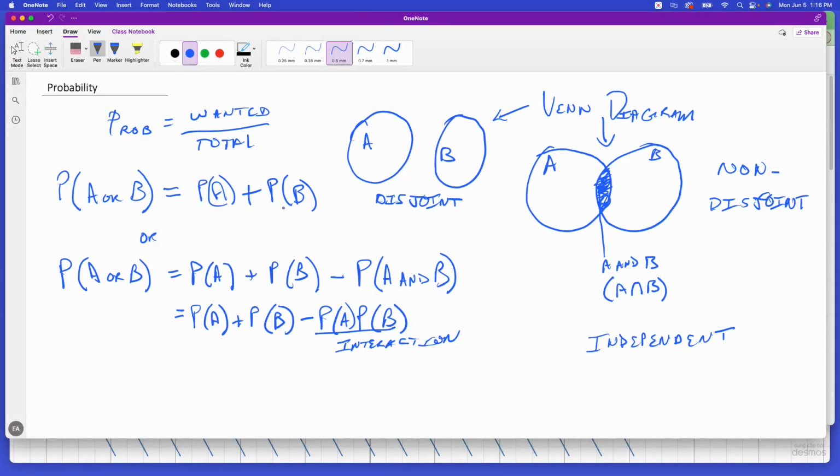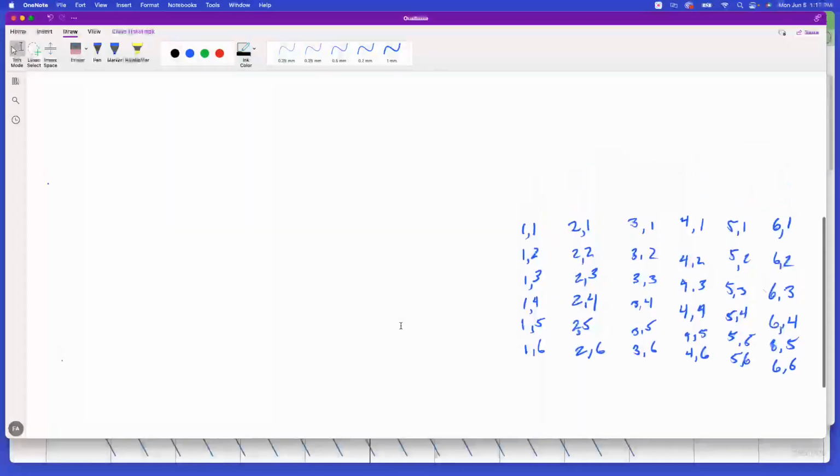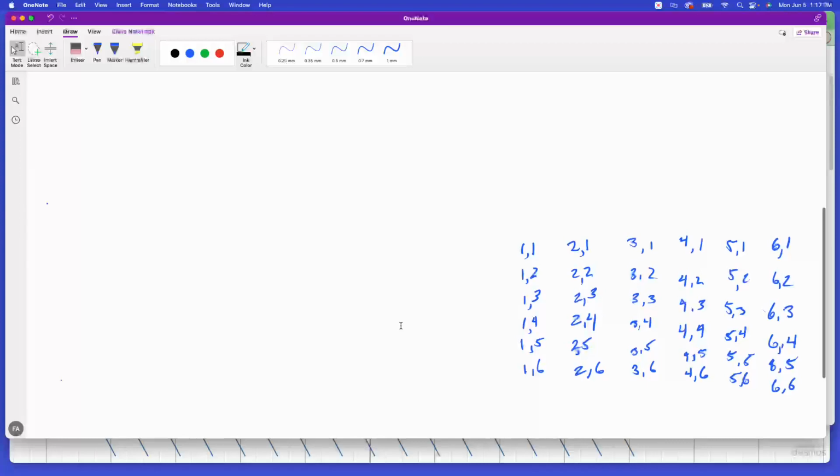So the first one is when they are disjointed, and this is when they are non-disjointed. This is what the situation right here goes. So let's talk about disjoint and non-disjoint, but we're also going to talk about independent events as well. So what I have here is rolling two dice. If we were to roll two dice, those two dice would be independent of each other.